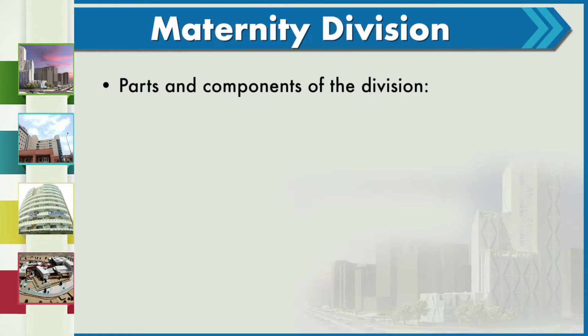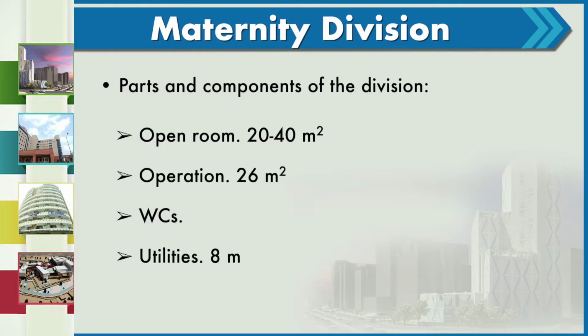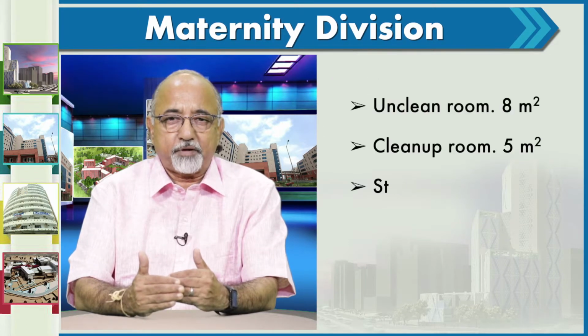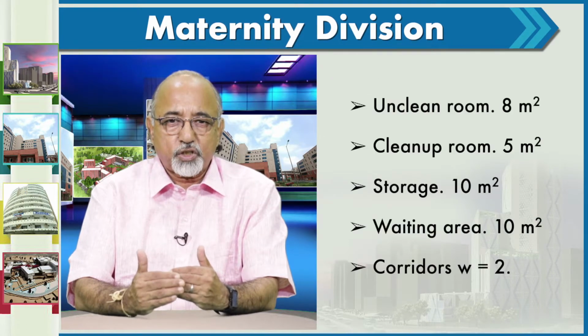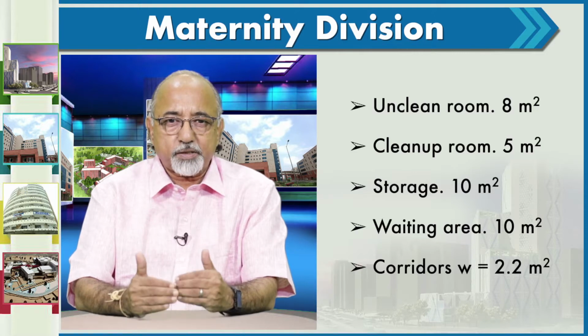The maternity division would have the following components. So we could have the labor rooms, the delivery rooms, the cesarean section rooms, the cleanup areas, the storage areas, the sluice rooms. The corridors should be very wide, and we could have storage spaces and workspaces.